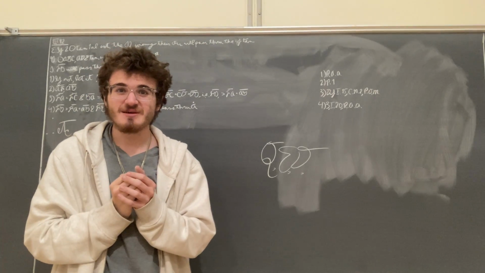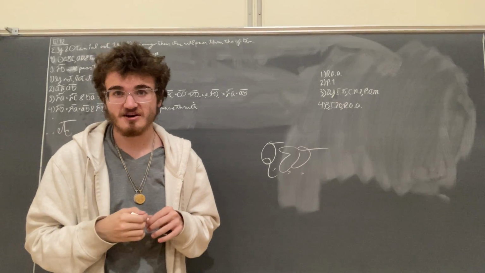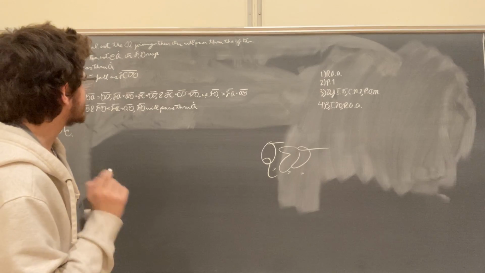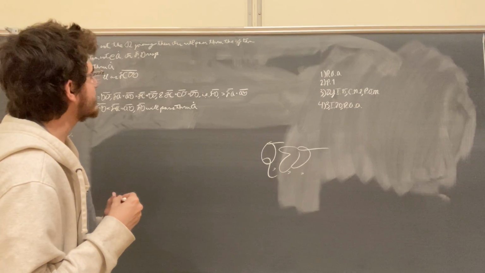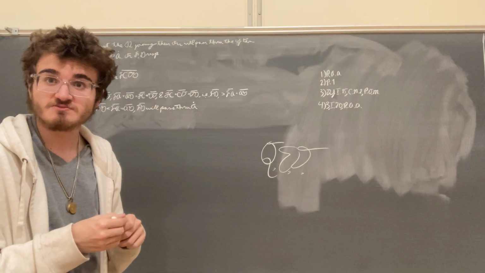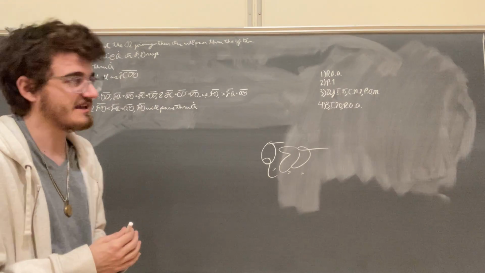Hello, this will be a demonstration of proposition 12 from book 3 of Euclid's Elements, which states that if two circles touch one another externally, the straight line joining their centers will pass through the point of tangency. Very similar to the previous proposition, except in this one, the circles touch each other externally as opposed to internally.